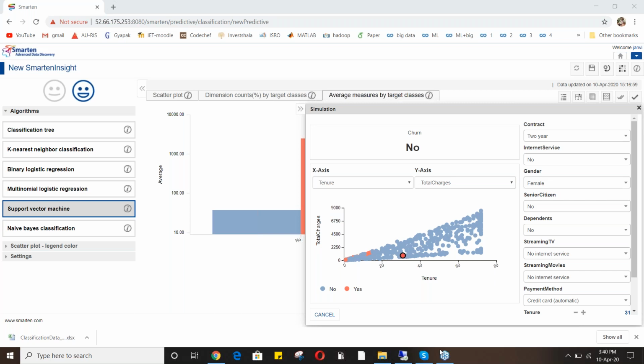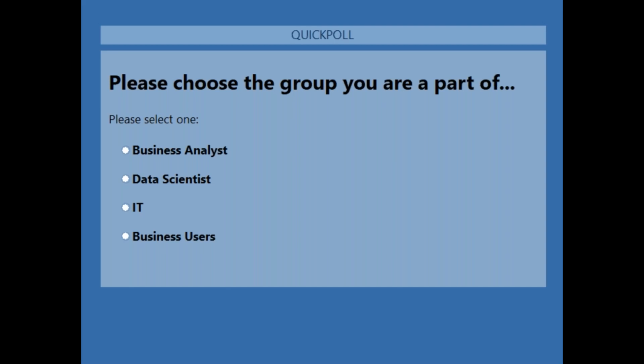And I would request you also, because it looks like you are from a data science background, I just want to run one poll to understand the audience mix here. I have asked one question: are you a business analyst, data scientist, IT, or business user? That will also help me understand the mix of attendees here.